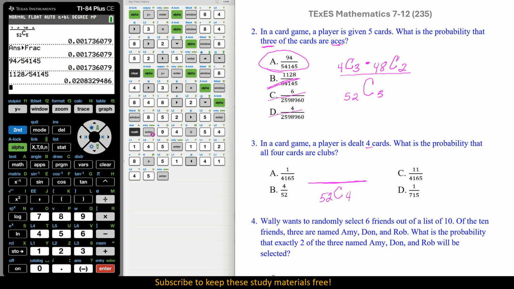Okay. Now it says all 4 are clubs. Okay. So how many clubs are there in a deck of cards? Well, there's 13. And we want 4 out of that 13.